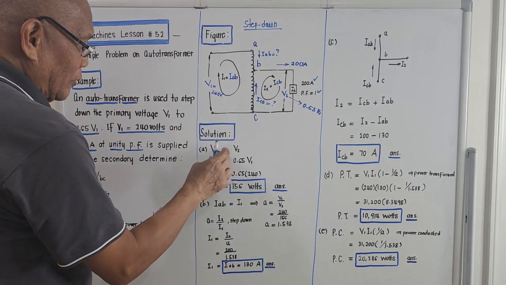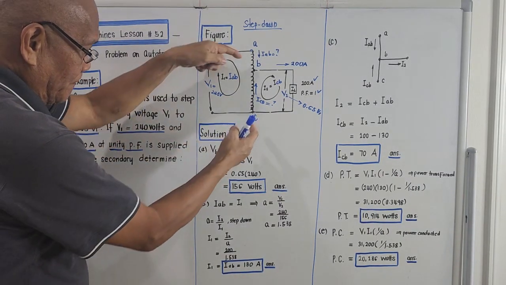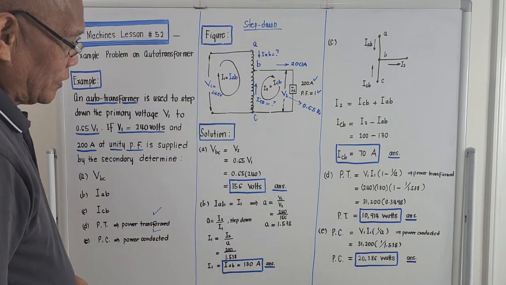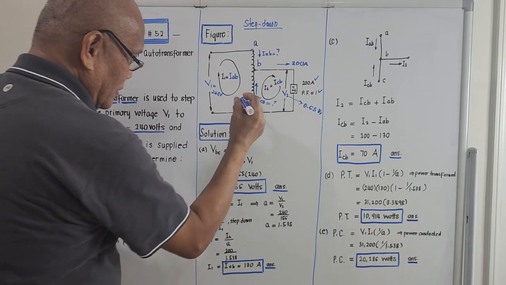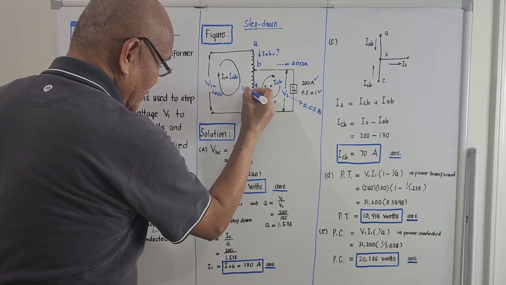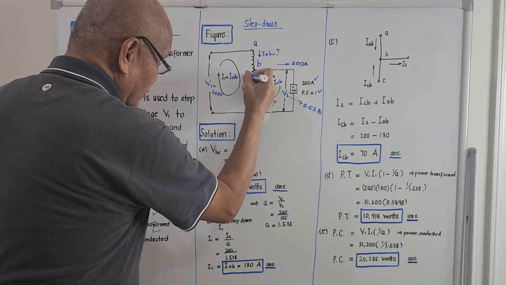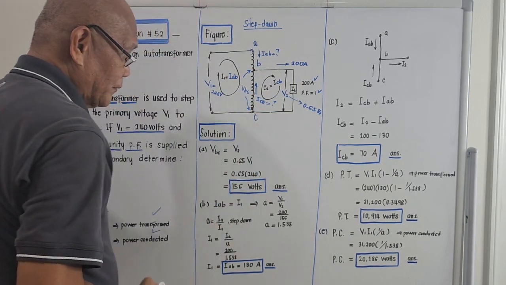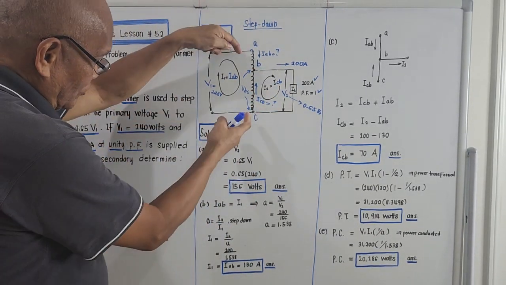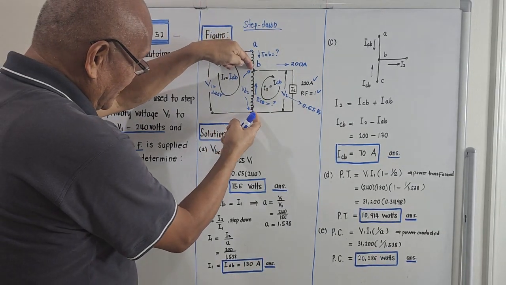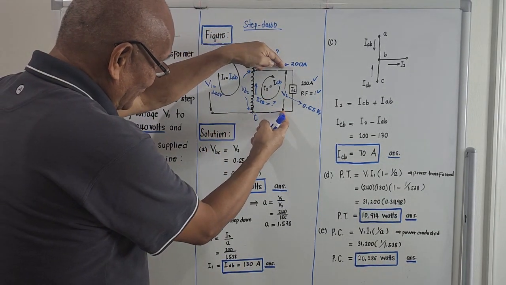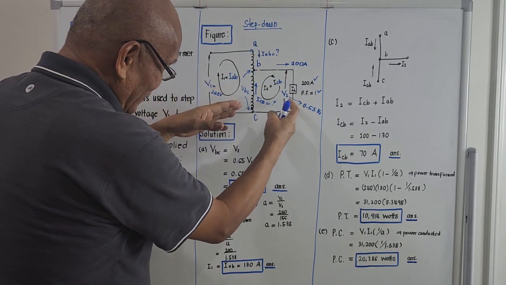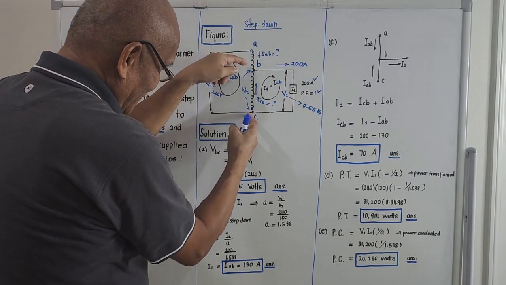We are to solve for the voltage across BC. If we inspect the voltage across BC, this is V sub BC, the voltage across this. The voltage across BC should be equal to V2. V2 is the output voltage. So if we know V2, we can compute V sub BC.